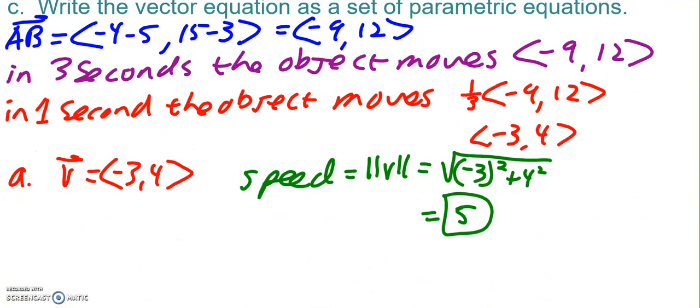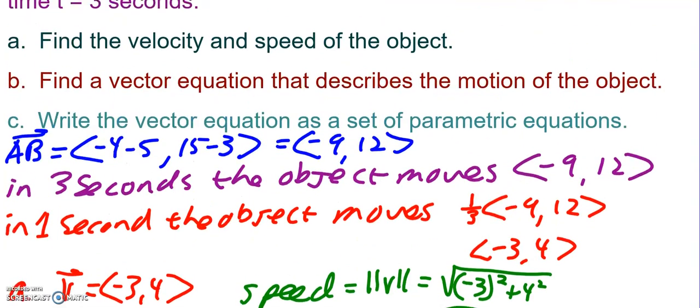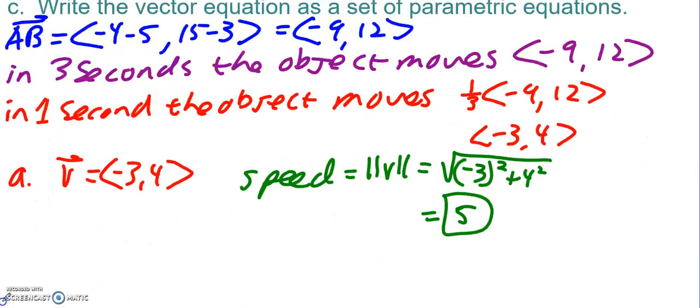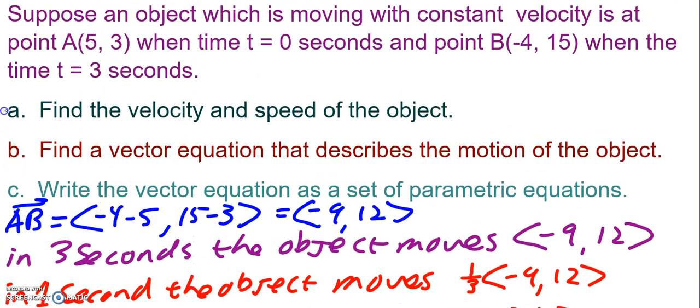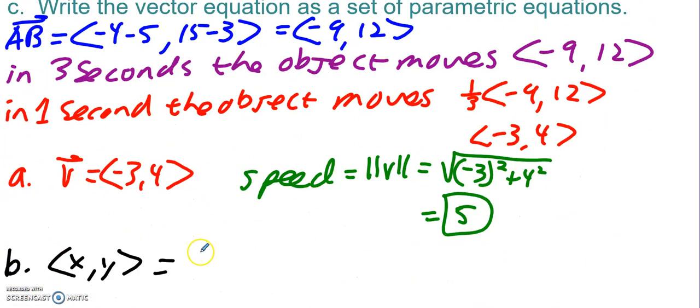Part B. What did part B say? Part B said find a vector equation that describes the motion of the object. So for part B, my vector equation is x, y equals, where was the initial point? Well, the initial point was point A, which is 5, 3. So it's going to be 5, comma 3 plus t times my velocity or slope.